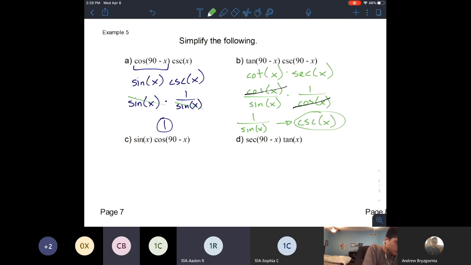Briz, I have a question. Yeah, what's up? I don't know if this is obvious or not. You know how tangent of 90 minus x is equal to cotangent? Yeah. Are we supposed to know that, right? Yes. Okay. All right, that was just my question. Okay, no problem.